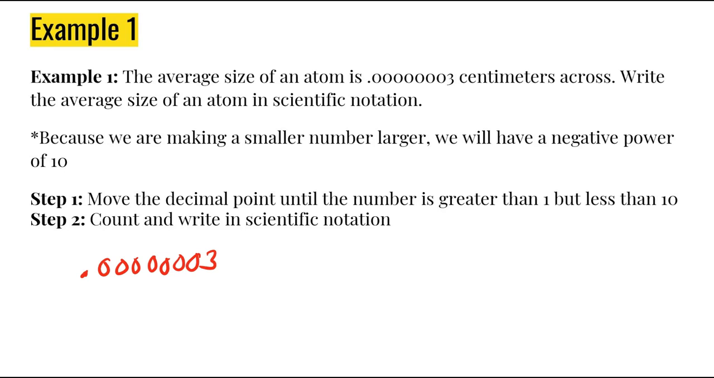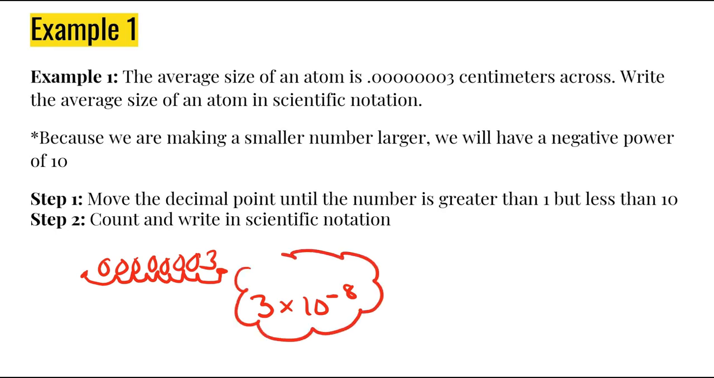So I still need to move my decimal point until I get a number that's greater than 1, but less than 10. So I move it 1, 2, 3, 4, 5, 6, 7, 8 times. Once I move my 8th time, I have the number 3, which is greater than 1, but less than 10. So I get 3 times 10. Since I made a small number larger, I have a negative exponent, and I hopped 8 places, so it's 3 times 10 to the negative 8.